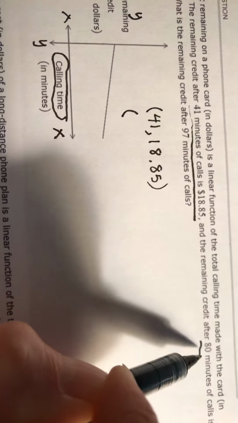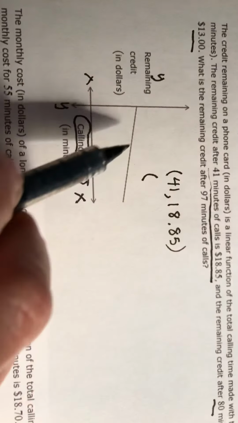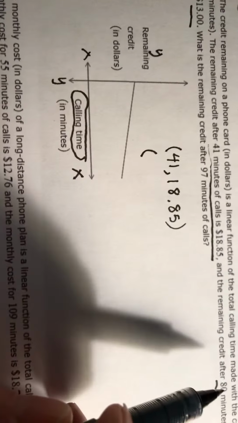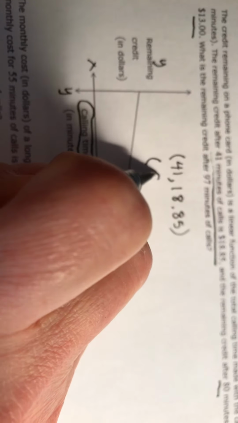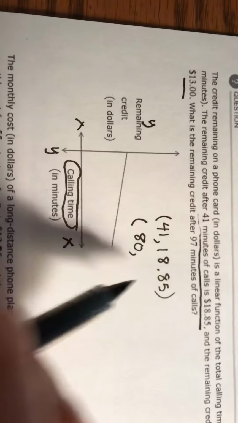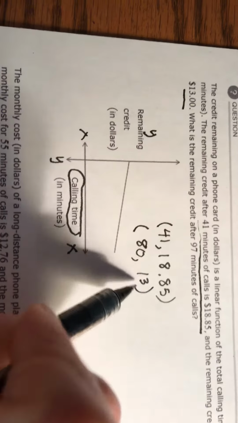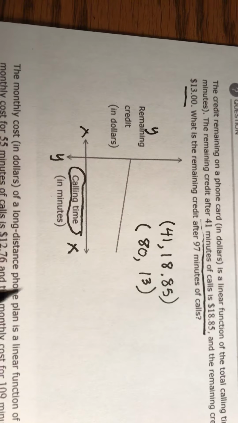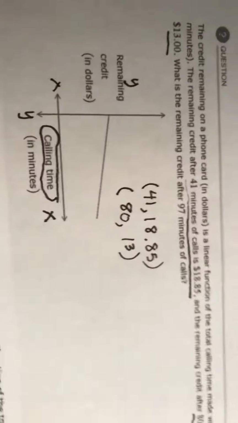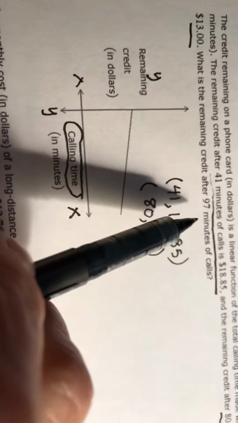My second ordered pair is after 80 minutes of calls, the remaining credit is $13, which makes sense. It's going down. So 80 minutes is paired with $13. Okay, so there's my two ordered pairs. The question is, what is the remaining credit after 97 minutes of calls?